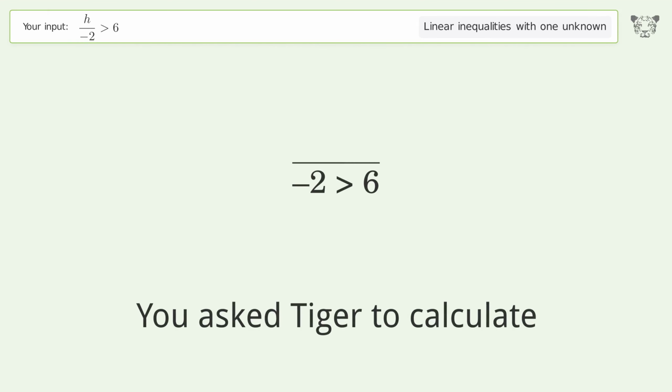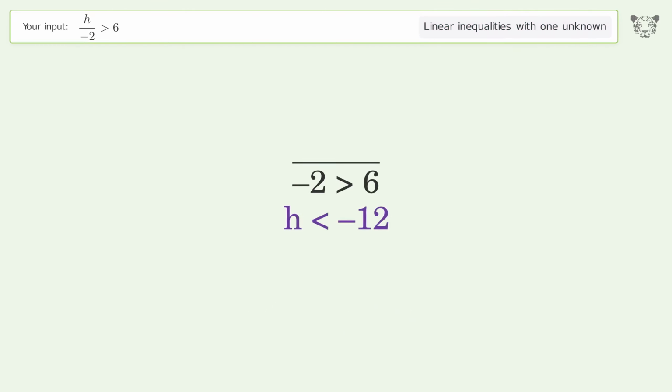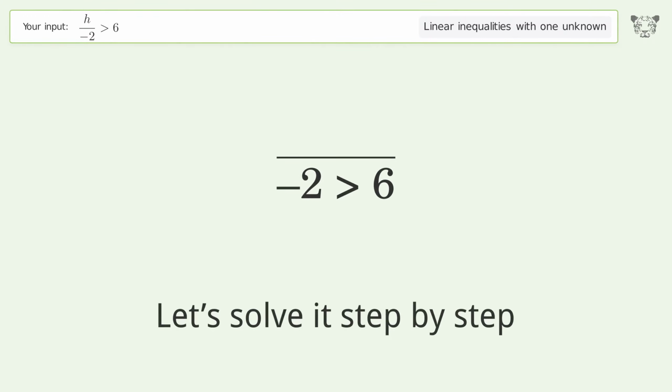You ask Tiger to calculate. This deals with linear inequalities with one unknown. The final result is h smaller than -12. Let's solve it step by step.